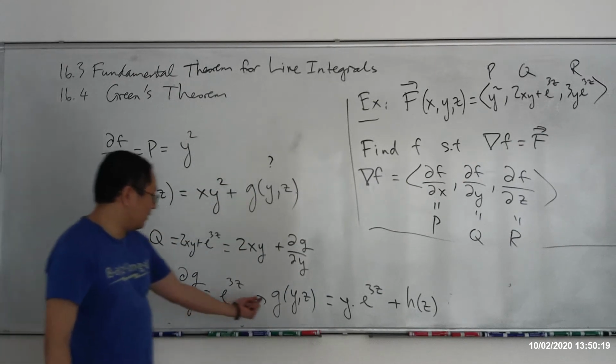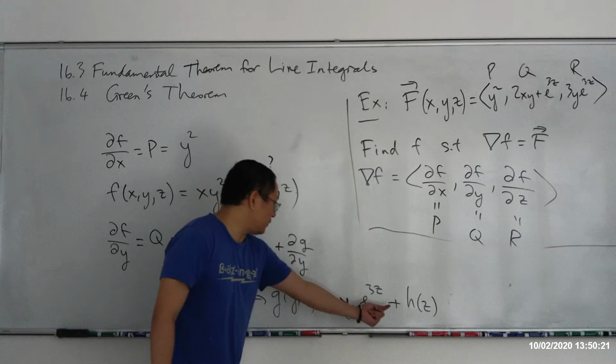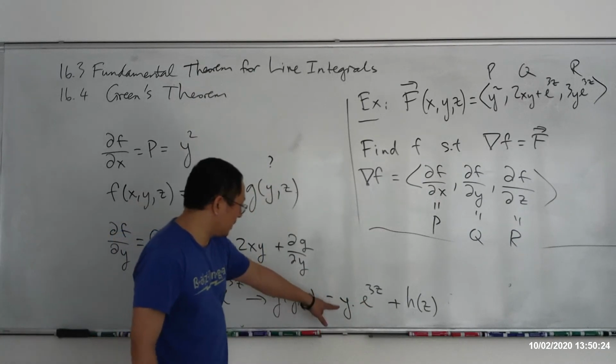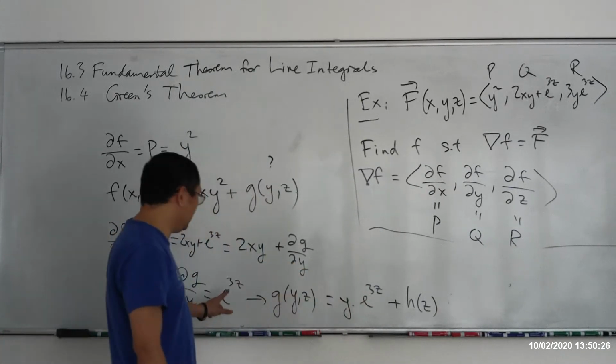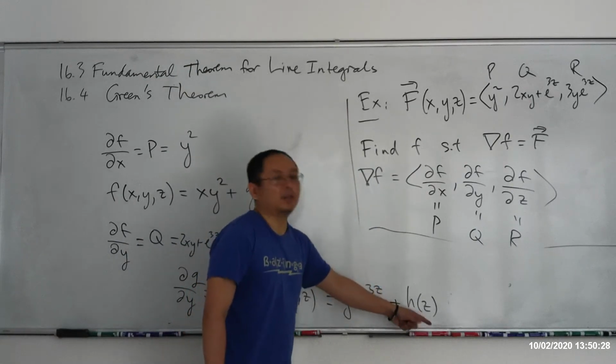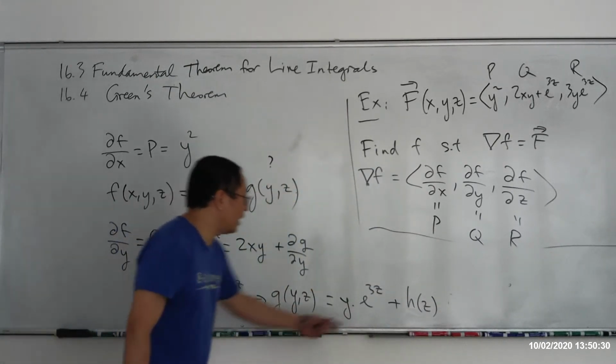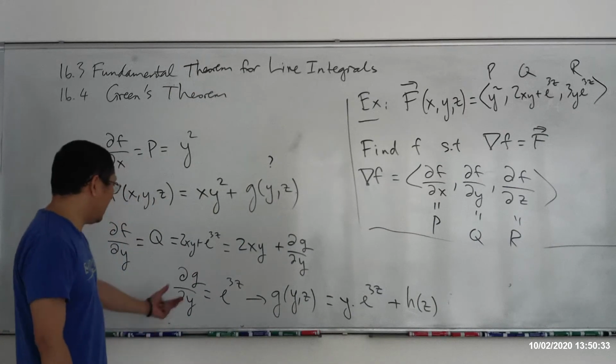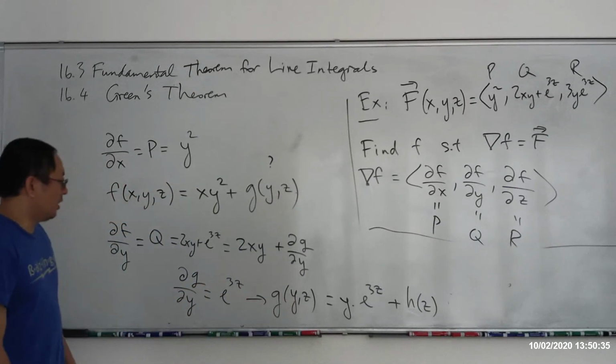Check it out. If this is your g of y, z, you differentiate with respect to y. Derivative with respect to y, you got what? E to the 3z, right? This is a function in terms of z. Derivative with respect to y is equal to 0. So that's going to be your g of y, z.